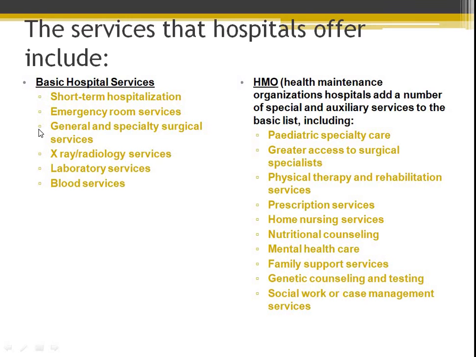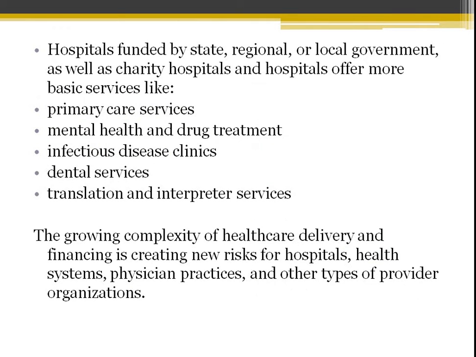So these are the ones which were included in the basic hospital services, and these are the ones which a health maintenance organization is subject to give us in terms of health services. Next, hospitals funded by state, regional or local government. We all know that government hospitals are there and private hospitals are also there. There are other kinds of hospitals called charity hospitals. These hospitals take care of primary care services, mental health and drug treatment, infectious disease clinics, dental services, and the last one would be translator and interpreter services. So these will be taken care of by government-funded hospitals and private hospitals, and particularly we will mention charity hospitals.